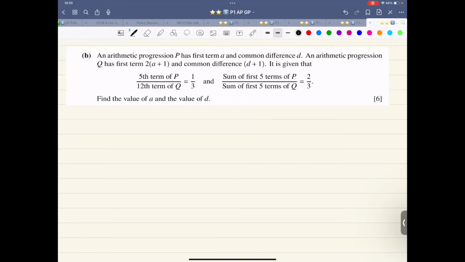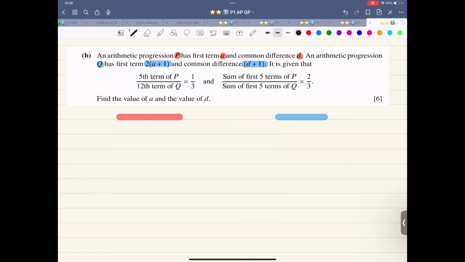An arithmetic progression P has first term A, common difference D. There is P and there is D. Hold for a second. So now this is P. It has first term A, common difference D. Then there is another progression. This is also AP. Okay, both are AP. It has the first term 2A plus 2, 2 bracket A plus 1, and common difference D plus 1. It is given that this is the ratio, sum, term, something like that. So let me write over here.